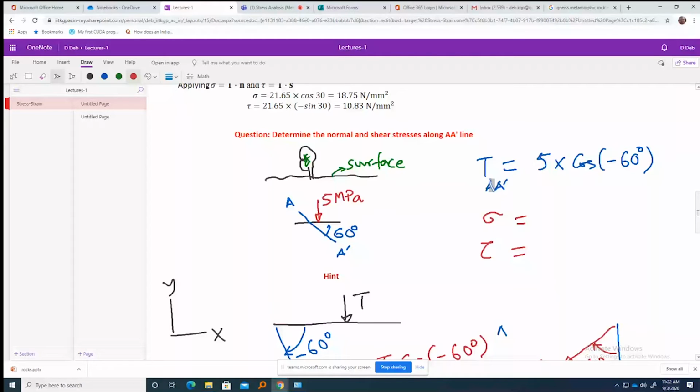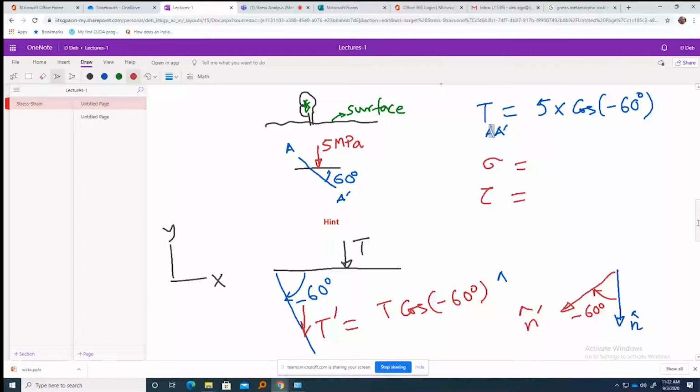Anybody got the answer? Or I give it as a homework. Homework, sir. Okay. So 1.25. Right. Sigma is 1.25. It's basically 5 cos square 60. That will become. And tau will be, this will be 5.